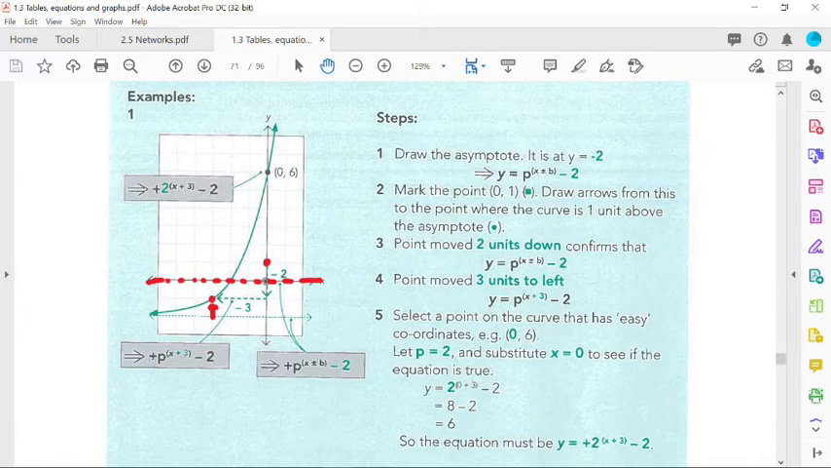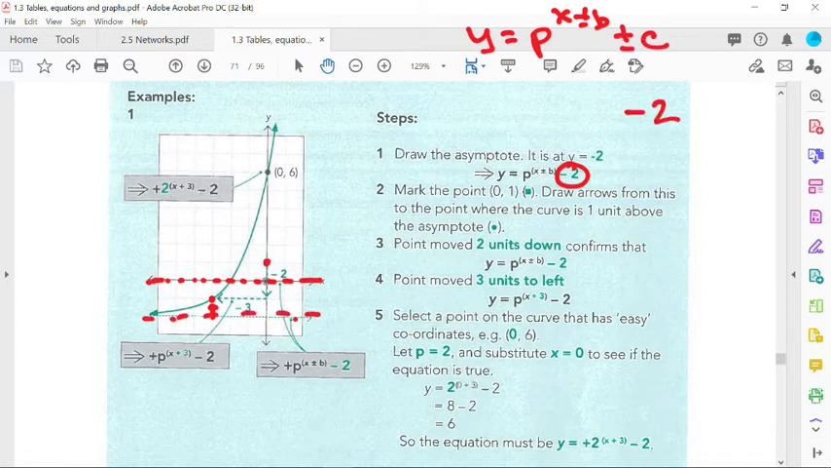So for exponentials, you're always looking for the place where it's 1 unit more than the asymptote. Oh, I'm sorry. When you find the asymptote, whatever number that is, that's your C. So we already have part of it. So remember, we are doing y equals p to the x plus or minus b plus or minus c. So in this one, the asymptote is at -2. That's your C. Always. Okay? So we have that part.